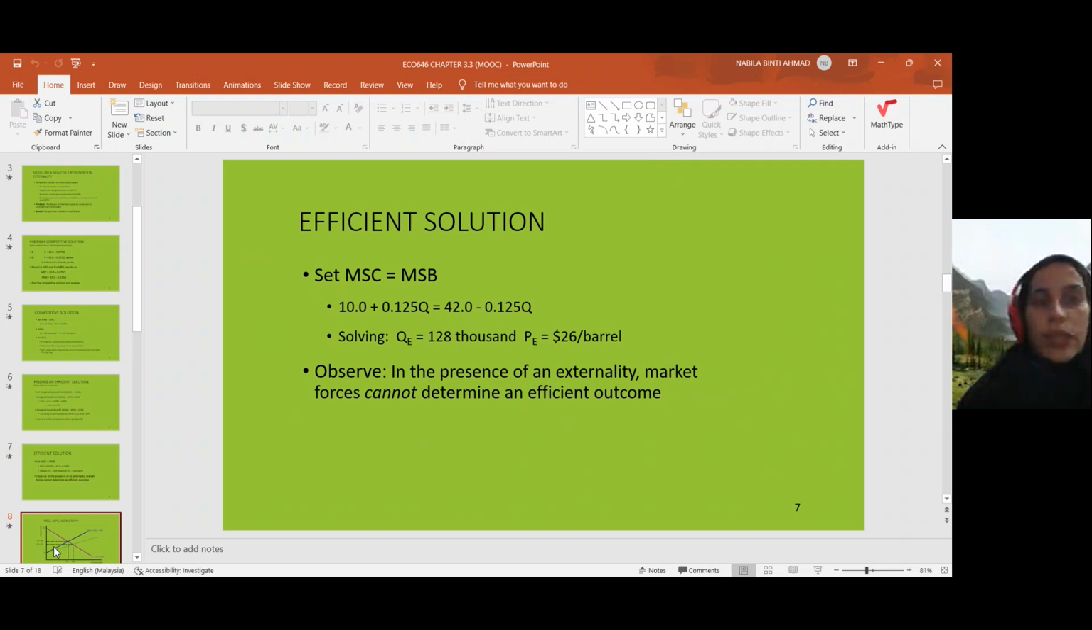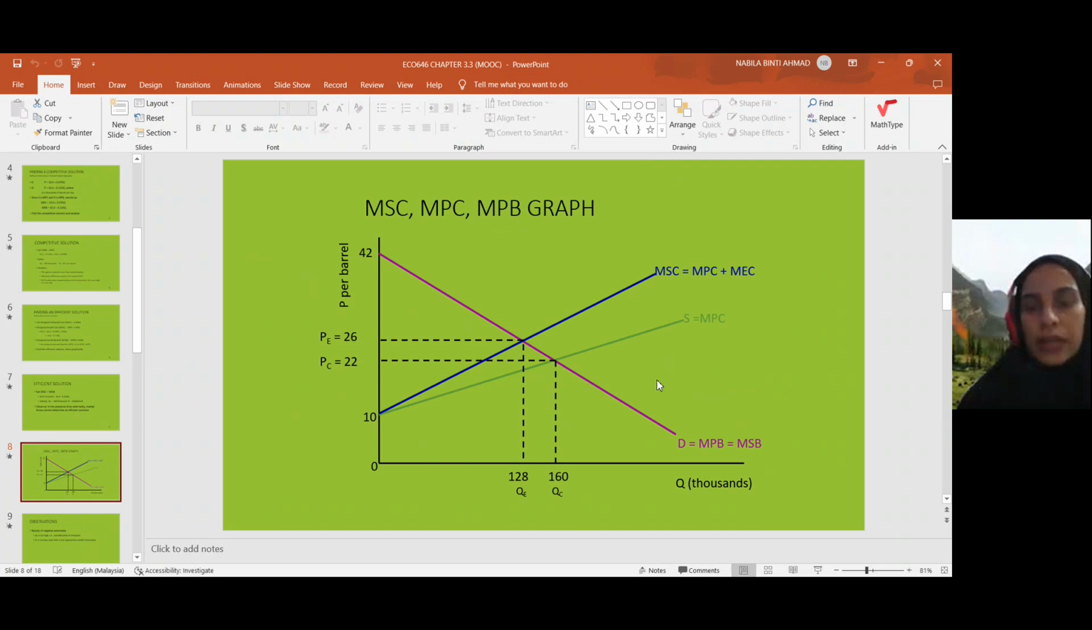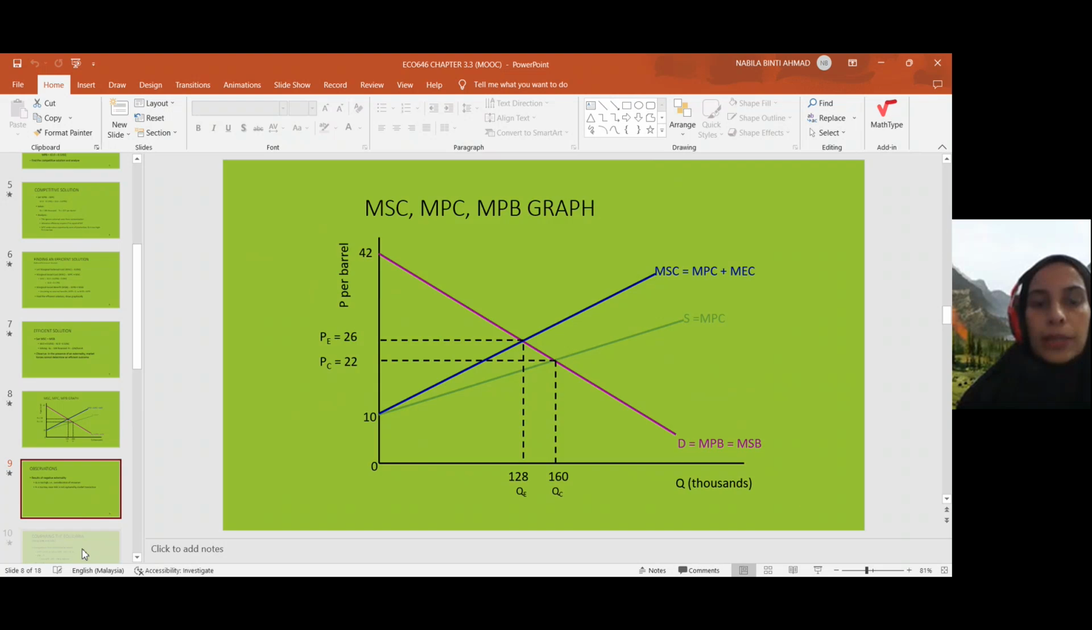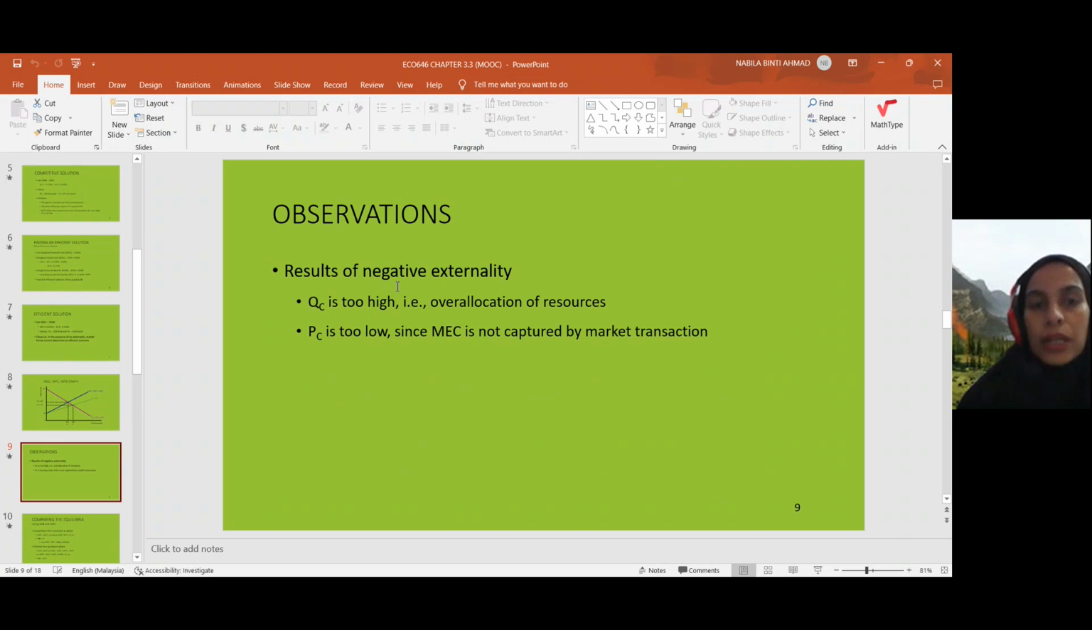And here, this is shown graphically, right? So we have the marginal private cost, supply, and demand, marginal private benefit, and this is the quantity for competitive and the price for competitive. And this is the efficient solution, so here the price is slightly higher and the quantity is lower, right? So this means that as a result of negative externality, quantity competitive is too high, an over-allocation of resources, and the price is too low because marginal external cost is not captured, right?